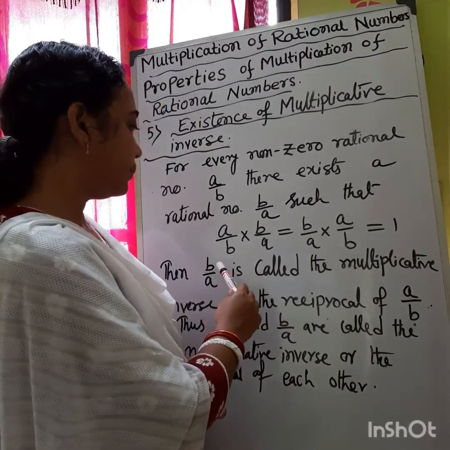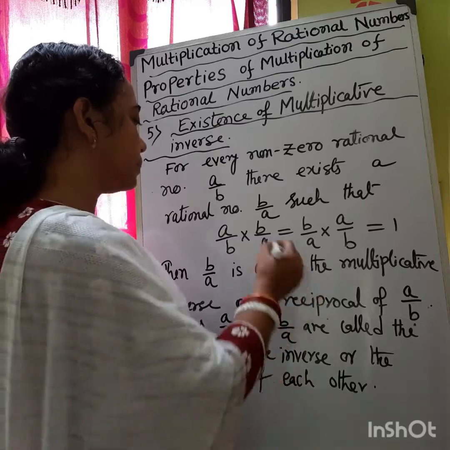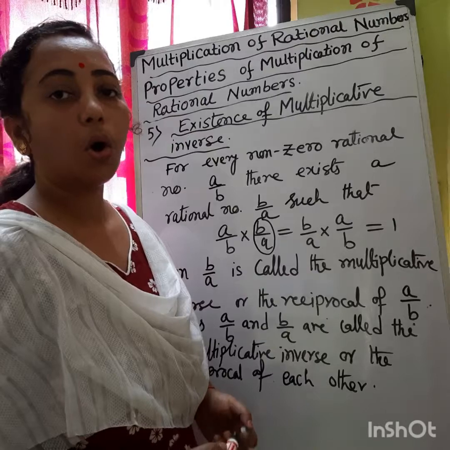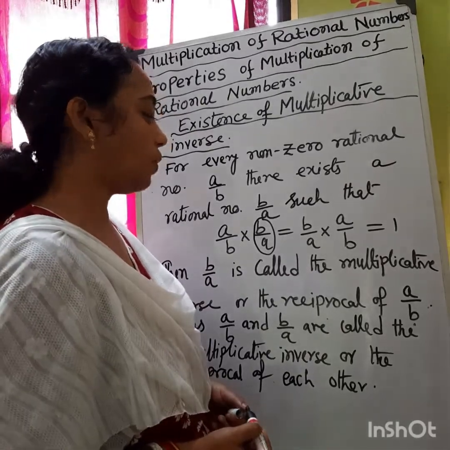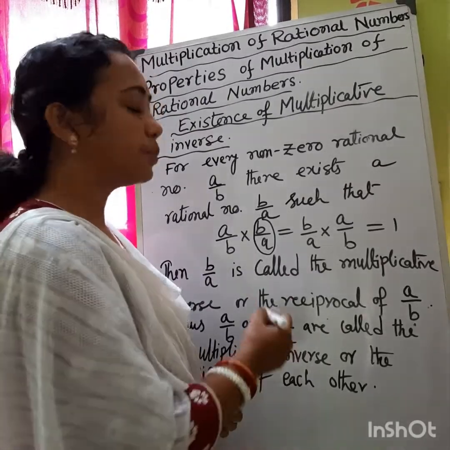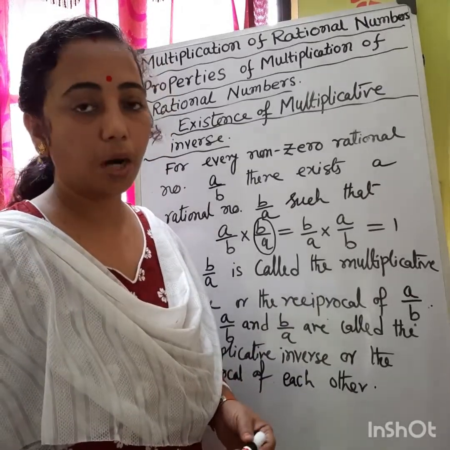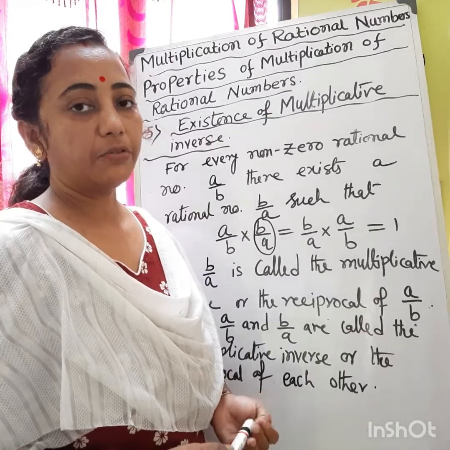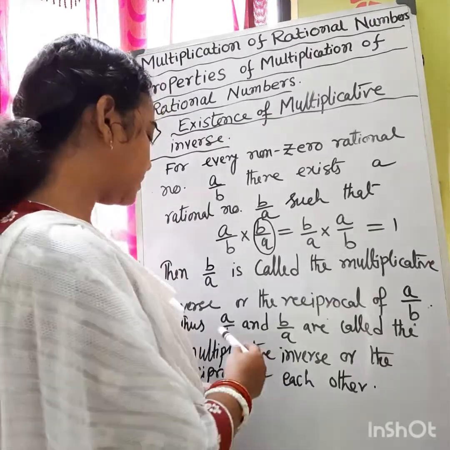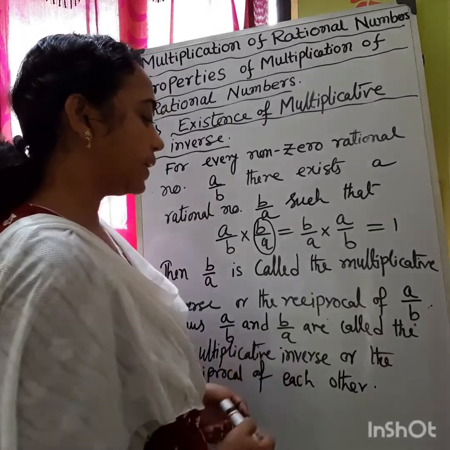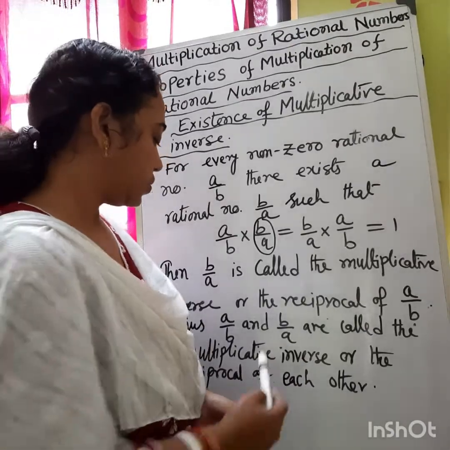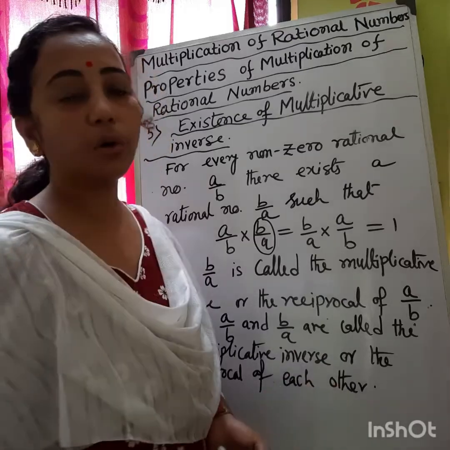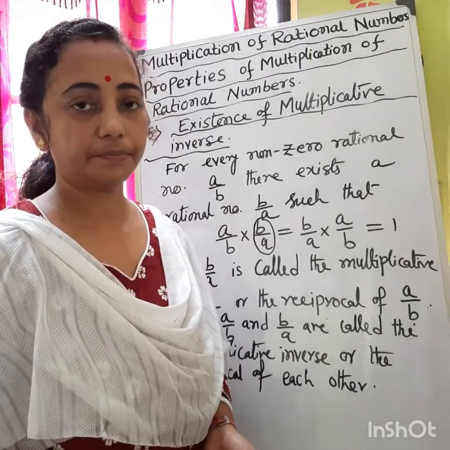So we can say that b by a is called the multiplicative inverse, or we can name it as the reciprocal of a by b. As the product of two rational numbers is 1, each of the rational numbers is called the multiplicative inverse of the other. So we can say that a by b and b by a, their product is 1, so a by b and b by a are called the multiplicative inverse or the reciprocal of each other.